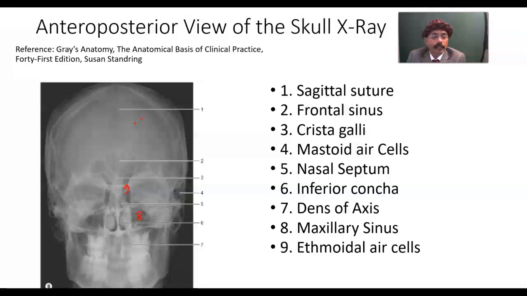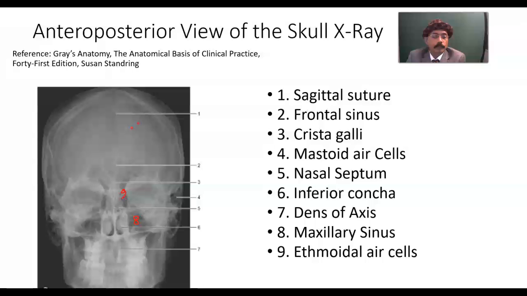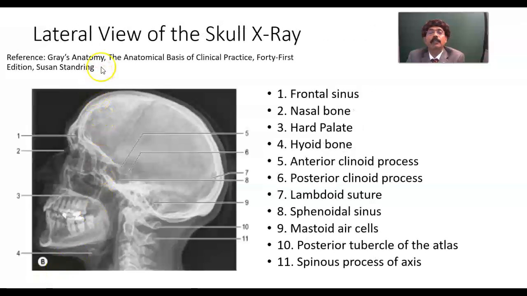Okay, we'll go to the next one. Here is the lateral view of the skull. Again, the frontal sinus is here, lined by pseudostratified ciliated columnar epithelium. Nasal septum. This is a nasal bone, not the septum. Nasal bone is commonly fractured due to any type of injury or trauma. That may lead to bleeding from the nose.